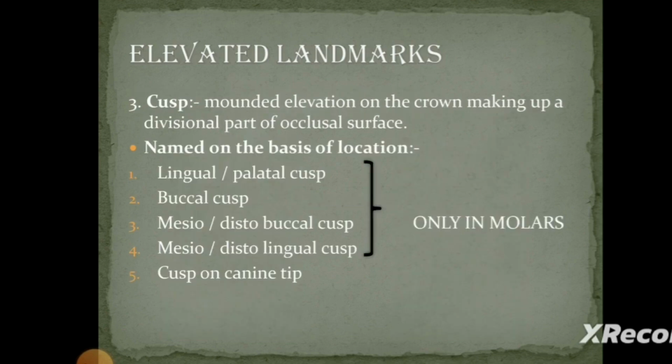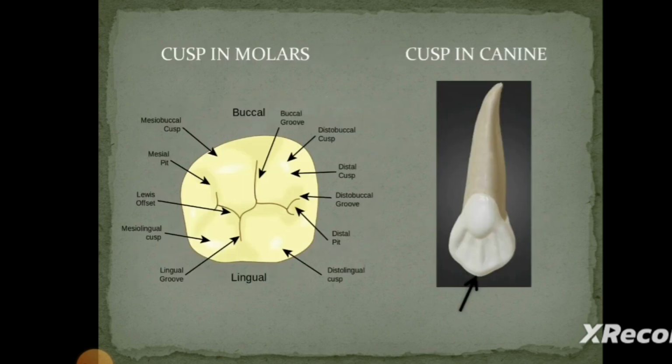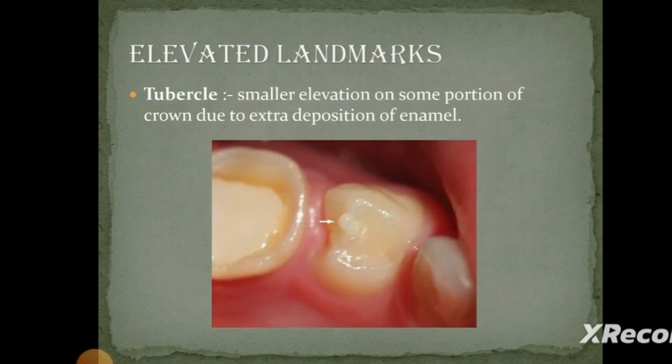Now the cusp. These are mounded elevations on the crown, making up a divisional part of the occlusal surface. You can imagine a pile of sand on the ground. These are based on the location: the lingual or palatal, the buccal, the mesiobuccal or distobuccal, the mesiolingual or distolingual cusp, and the cusp on the canine tip. As you can see in the image, the different types of cusps.